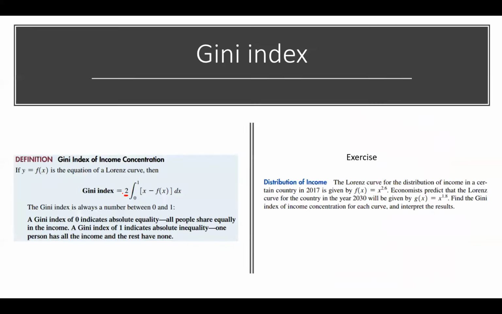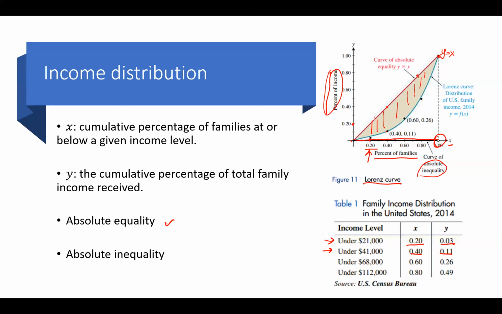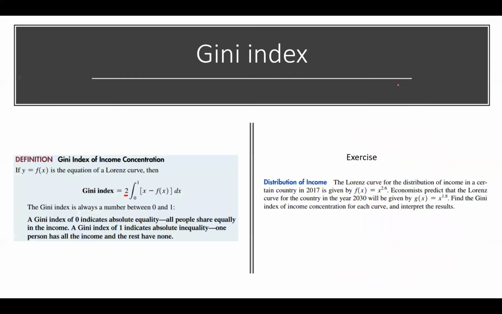Because this half is just half of the area, and if we multiply by 2, then we have the total area, right? So the maximum value is 1, and the minimum is 0. So Gini index is a number that's always between 0 and 1. And when it's 1, right?